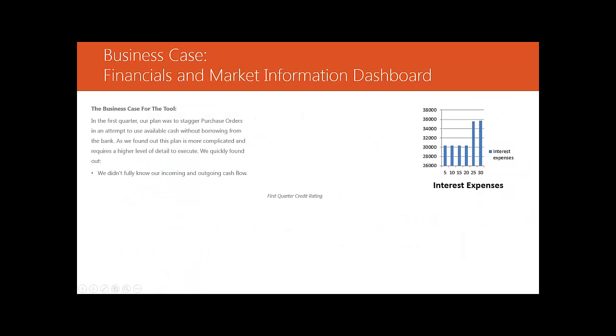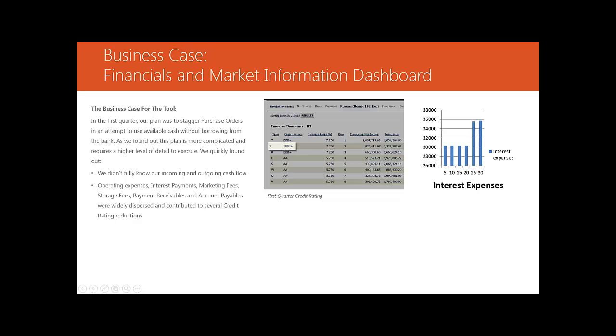The next business tool we created was a plan to help us look at our financials and our market information. In the first quarter, our business model was to stagger the purchase orders and attempt to use the available cash without borrowing from the bank. As we found out, staggering these purchase orders required a higher level of detail and organization to execute. Mostly it was because we didn't fully understand where our money was coming from or the incoming and outgoing cash flow.